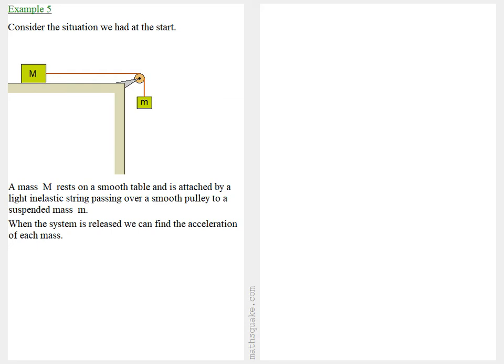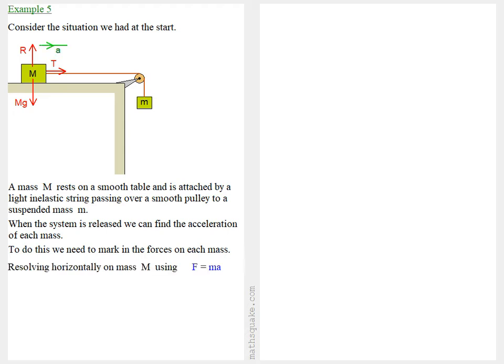Once released, we can find the acceleration of each mass. To do this, we need to mark in the forces on each mass. Now, on the mass capital M, we of course have gravity acting down, and that's Mg. And there's a normal reaction acting upwards. We can call that R. Also, there's a tension in the string. That's horizontal, but there's no friction because the table is smooth. Now the mass will accelerate horizontally, and so we can label that A. So, if we resolve horizontally on this mass, using F equals ma, we have T equals Ma.